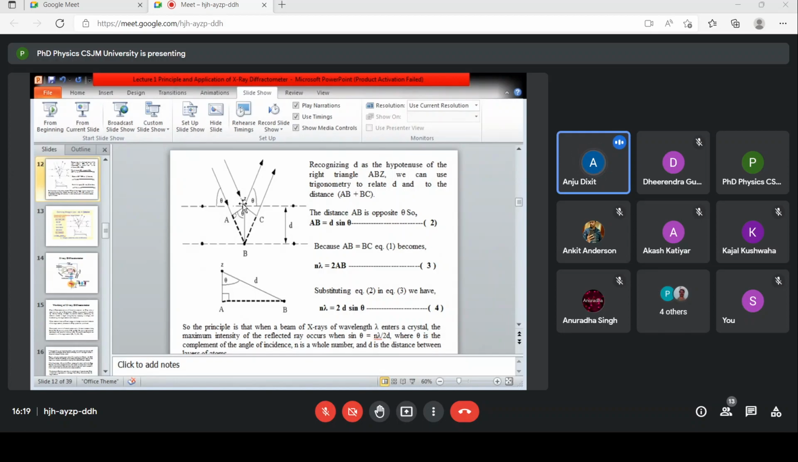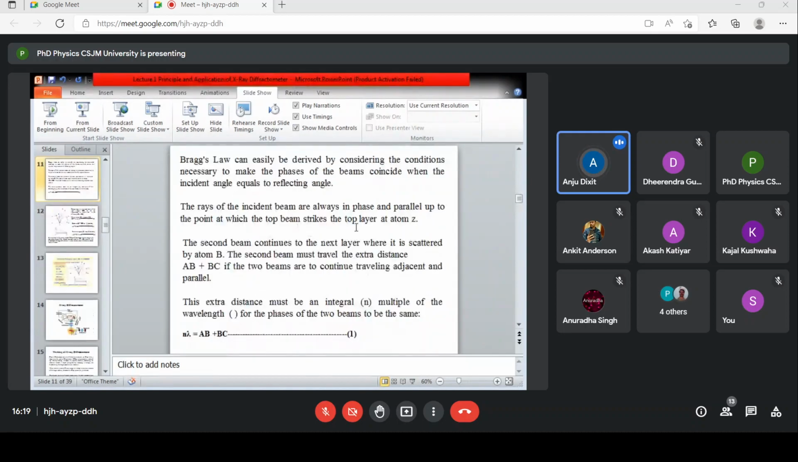So I am going back to the last slide. Bragg's law can easily be derived by considering the conditions necessary to make the phases of the beams coincide when the incident angle equals the reflecting angle. The rays of the incident beams are always in phase and parallel up to the point at which the top beam strikes the top layer at atom Z. The second beam continues to the next layer where it is scattered by atom B. The second beam must travel the extra distance AB plus BC, which I am going to explain with the help of the diagram also, if the two beams are to continue traveling adjacent and parallel.